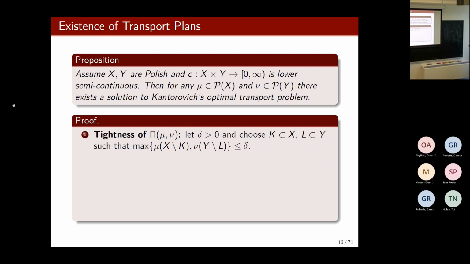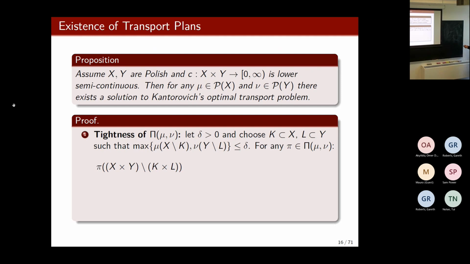Okay, so we choose sets K and L that are compact and such that the majority of mass with respect to mu and nu is contained in K and L, up to delta. We know the mass is all in the sets K and L. This just follows because mu and nu are both probability measures, so this kind of has to be true.